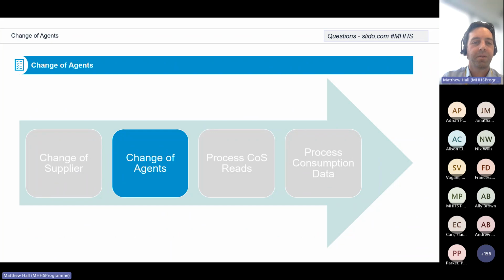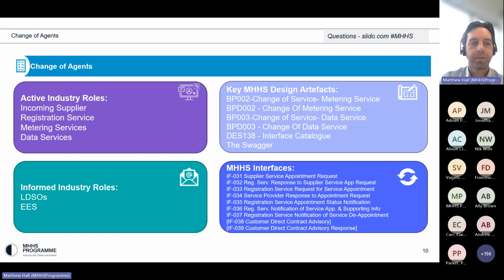Okay, stepping on to the change of agents. Again, the active industry roles within this process are the incoming supplier, the registration service, the metering services, and the data services. And informed industry roles are LDSOs and EES. So again, receiving information about the process but not contributing directly to it.